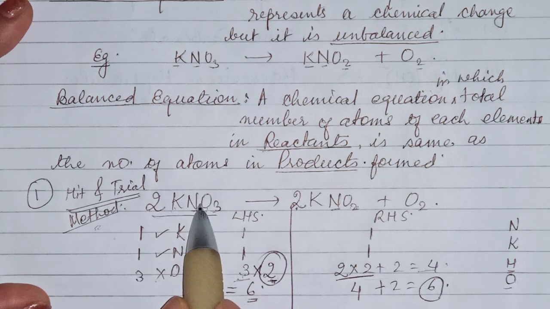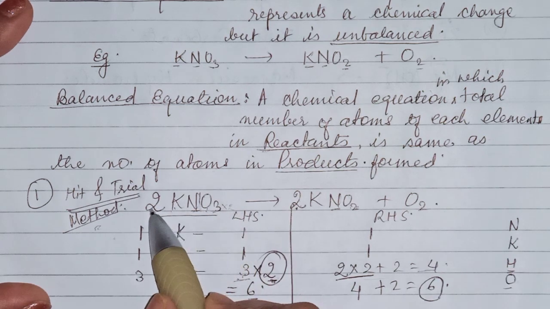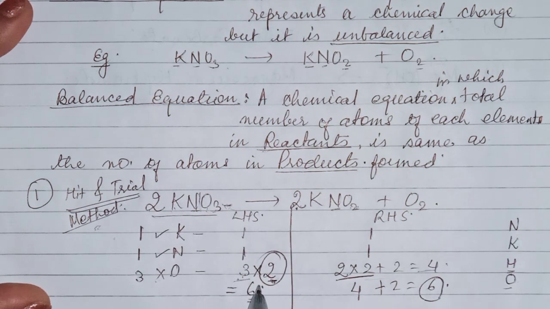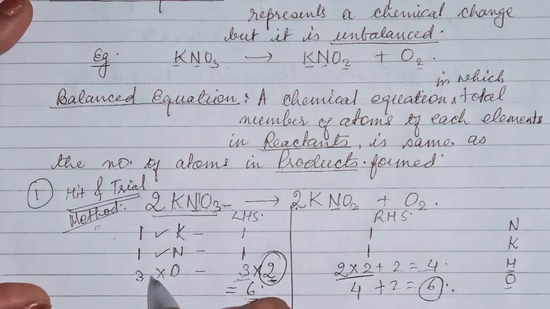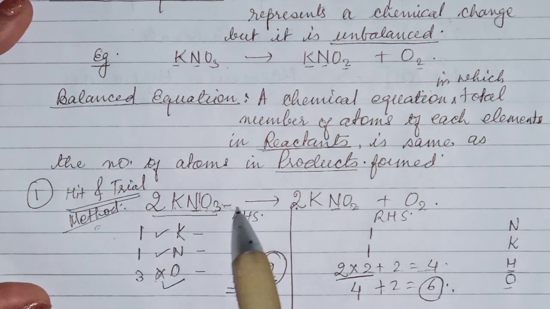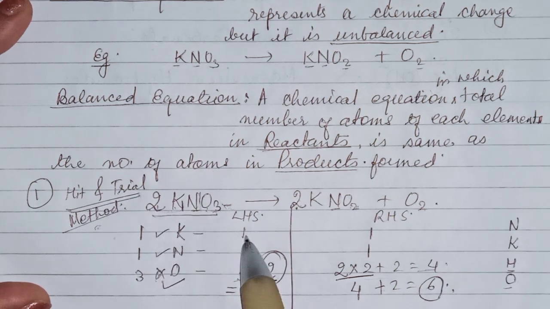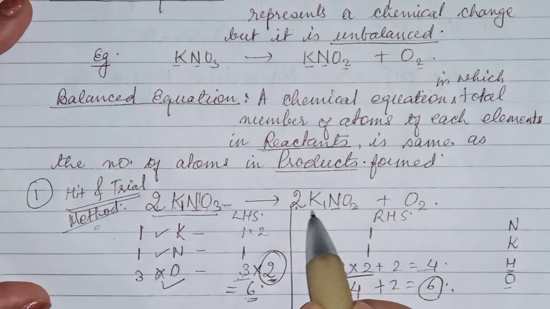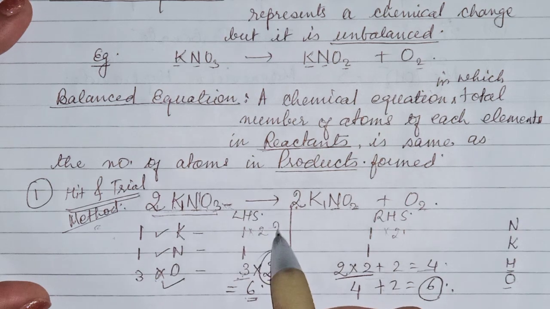You cannot put 2 in between the formula. You cannot put 2 here also. You have to put 2 as a coefficient of the chemical formula. Now you can see 3 into 2 is 6, and 2 into 2 is 4 plus 2, this side it is 6. That means oxygen is also now balanced. Because of this 2, potassium is also getting multiplied. 1 into 2 is 2. This side also 1 into 2 is 2. So potassium is also 2 on both sides.